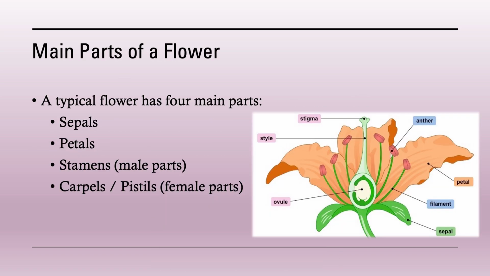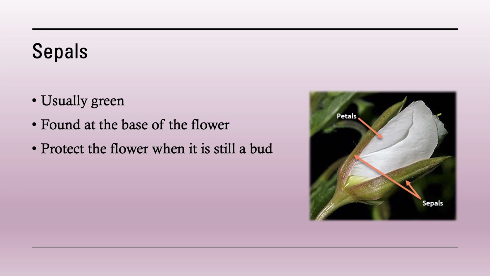A typical flower has four main parts: sepals, petals, stamens, and carpels. Starting with the sepals. Sepals are the outermost parts of a flower which are found at the base. They are usually green. Their main function is to protect the flower bud before it opens, and to support the petals once the flower blooms.